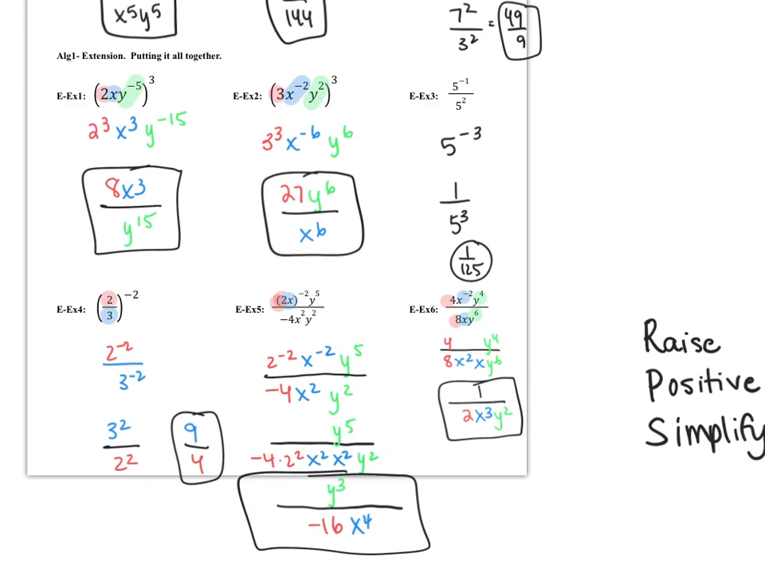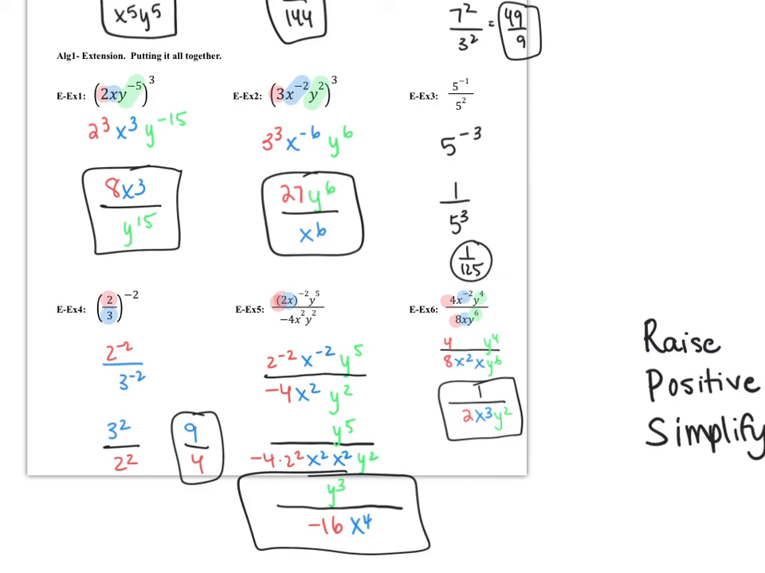On example 4, the first thing I'm going to show is that I'm raising both the 2 and the 3 to the -2 power. But again, I can't evaluate with negative exponents until I make them positive. So I'm going to swap their locations. 2 will go to the denominator and get an exponent of +2. 3 will go to the numerator and get an exponent of +2. And then 3 squared is 9 and 2 squared is 4 for a final answer of 9/4.